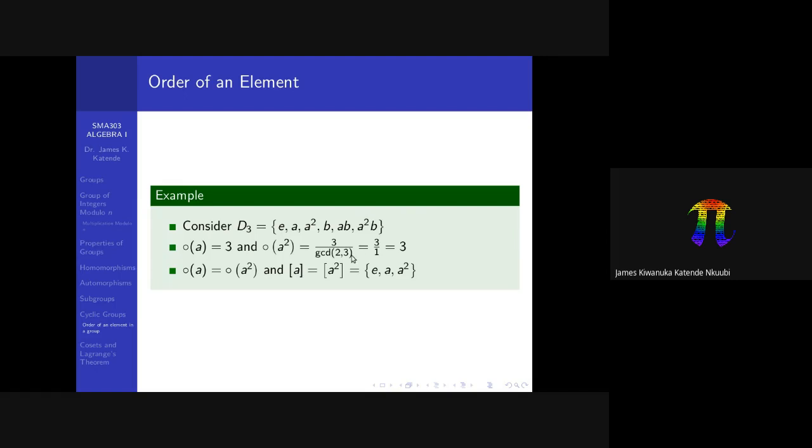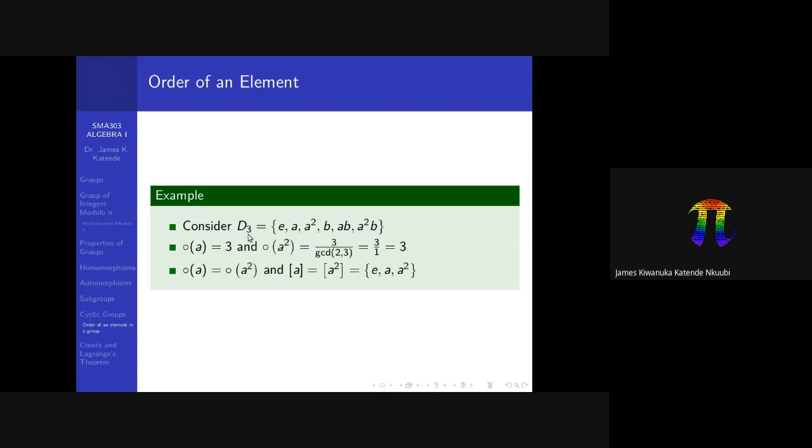So to illustrate the first corollary we have looked at today, if you consider the dihedral group of degree 3, we know that the order of this element A is equal to 3, right? We now want to find the order of A squared. If you use our formula, the order of A raised to 2 will be the order of A divided by the GCD of 2 and 3, which is equal to 3. Since the GCD is 1, the order will be equal to 3. So the order of A is equal to the order of A squared. So the cyclic subgroup generated by A will also be generated by A squared.